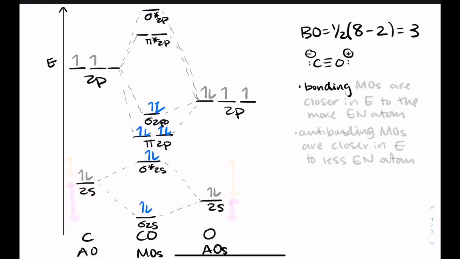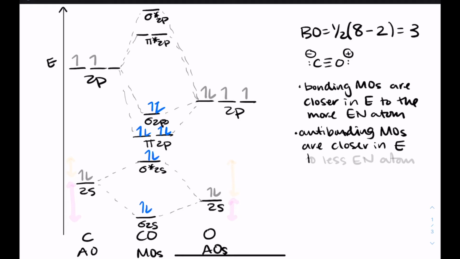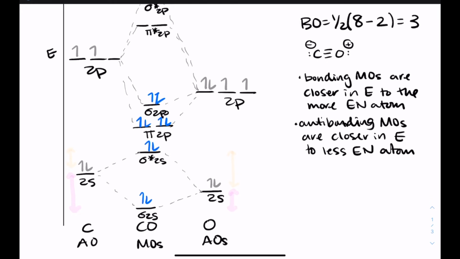So I have a set of orange arrows showing the energetic distance between the carbon atomic orbital and the sigma star, and the oxygen atomic orbital and the sigma star. So a shorter arrow by carbon: carbon atomic orbitals are closer in energy to the antibonding, and it is less electronegative. Oxygen is more electronegative. Its atomic orbitals are closer in energy to the bonding MO than the carbon atomic orbitals.